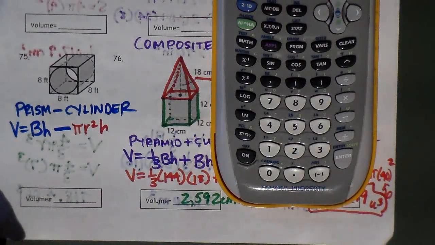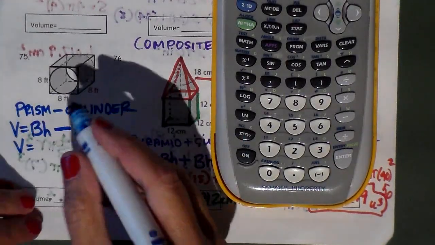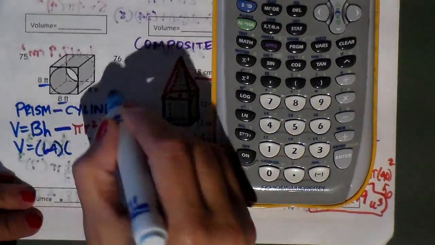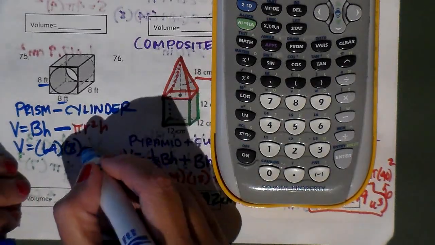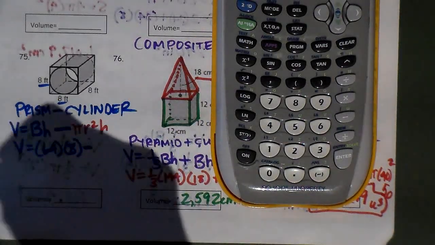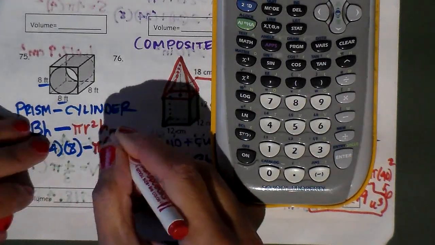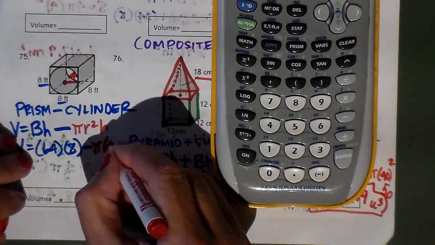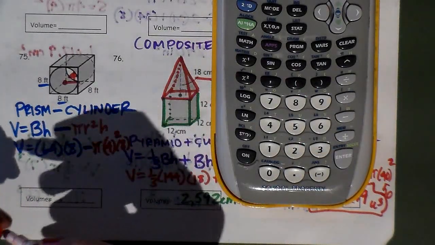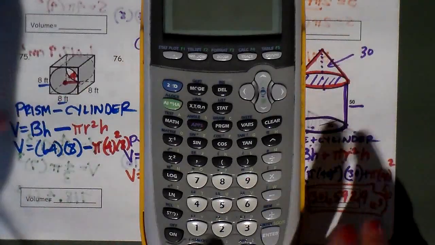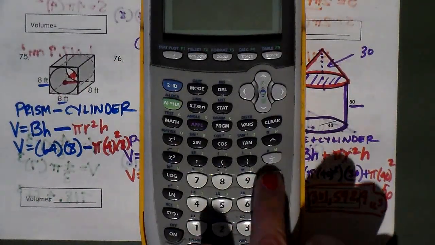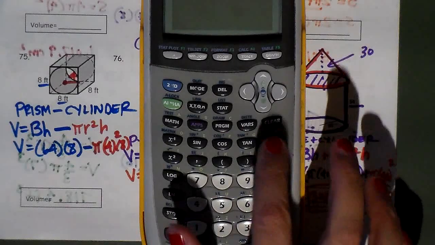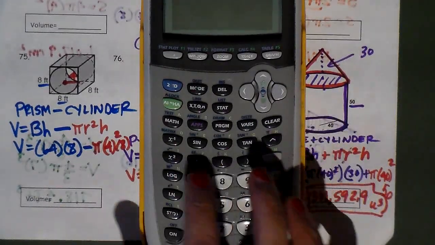So the volume is going to be the area of the base, which is a square, 8 times 8, 64, times the height, which is 8 because it's a cube, minus pi times, what's the radius of the cylinder going to be if the whole thing's 8? 4. Pi r squared times 8. Okay, so we have 64 times 8. That is the volume of the cube. Now I'm going to subtract the volume of the cylinder.